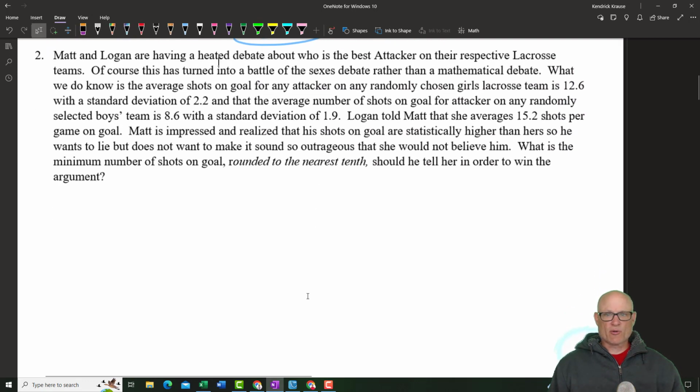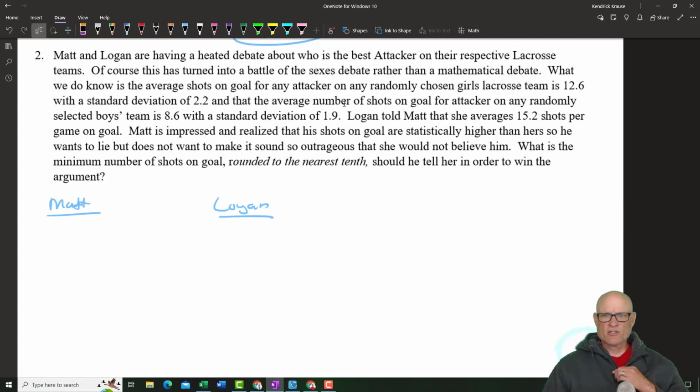Matt and Logan are having a debate about who's the best attacker in lacrosse. Of course, it turned into a battle. Let's do what we got. By the way, Matt is the boy. I don't know if I put that in there. Logan is the girl. It's Logan Hibbert and Matt. I forgot who the Matt boy was. So, a girl attacker chosen.